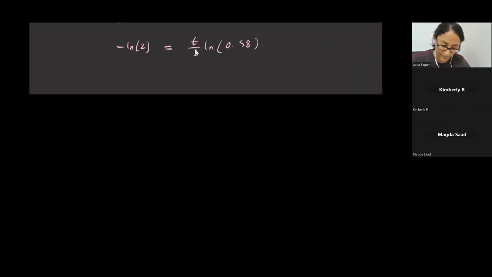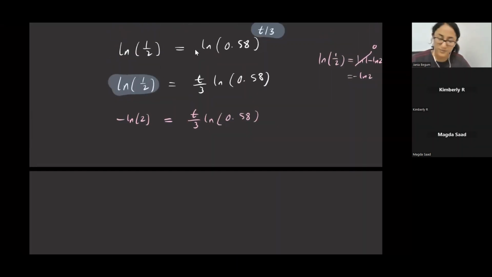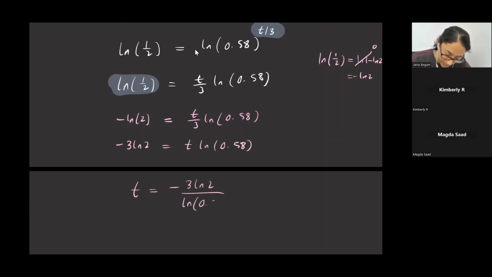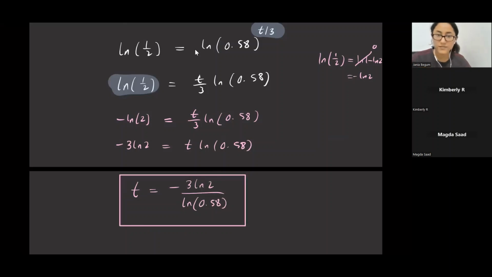Yeah. Okay, and now how do we solve for t? Well, we multiply and divide, right? Multiply by 3, so you have negative 3 ln of 2 is equal to t times ln of 0.58, and then divide by ln of 0.58. So t is going to be negative 3 ln of 2 over ln of 0.58. So that's the time for the amount to reduce to half of the original, or that's your half-life. This is the half-life. Any questions?